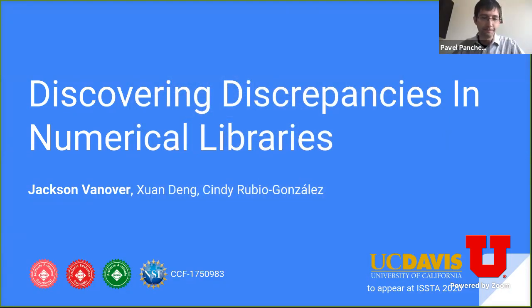Thank you. Great. So hi, everyone. My name is Jackson Vanover. I'm a graduate student at UC Davis, and I'm here today to talk about our team's work on discovering discrepancies in numerical libraries. This talk is going to appear at ISSTA in July. Apologies, the target audience is more of a general software testing audience, so some of the preliminaries might be a bit obvious, but bear with me.